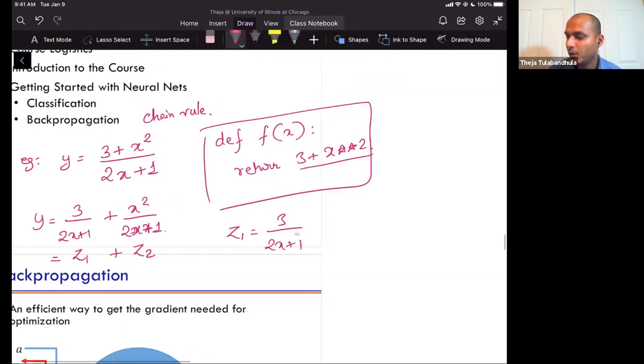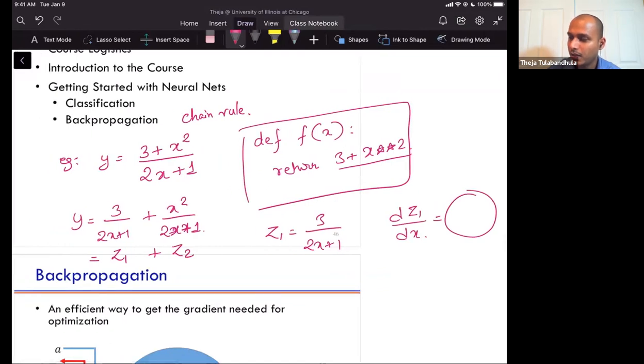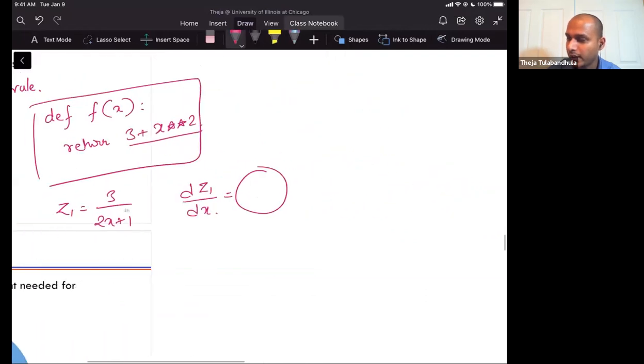Now what I can do is say, what is the rate of change of z1 with respect to x? There'll be some value here, whatever it may be; let's not compute it now. I also know that since y is equal to z1 plus z2, dy by dz1 is equal to this. By the way, dy by dz1 is just the derivative of y with respect to z1, and in this case it's equal to 1.